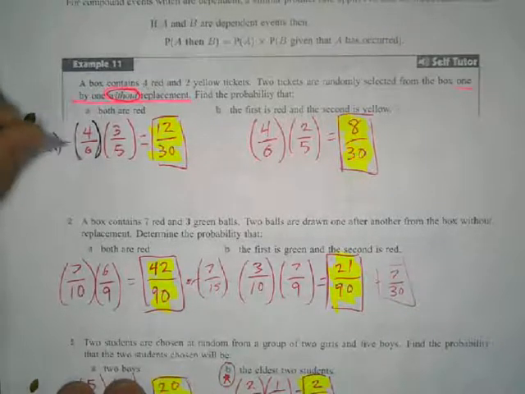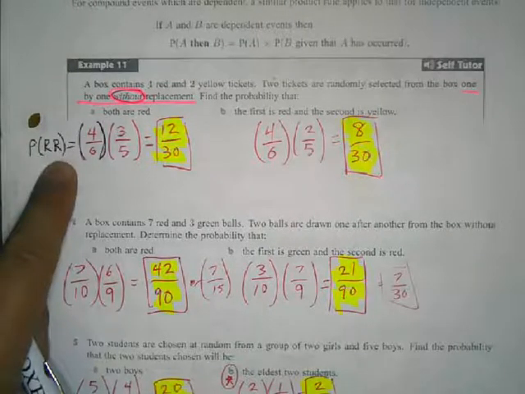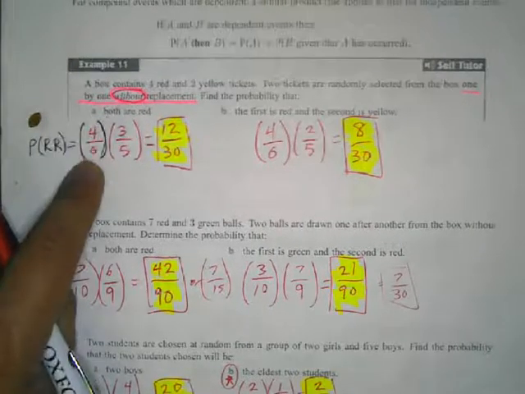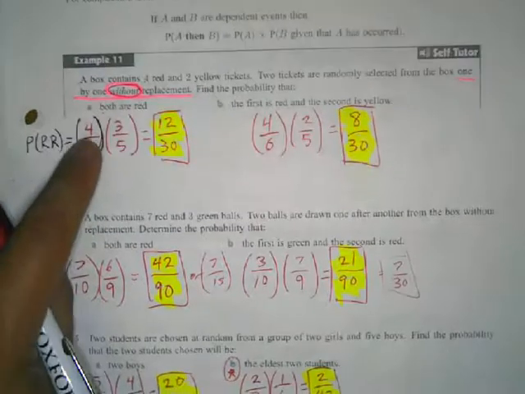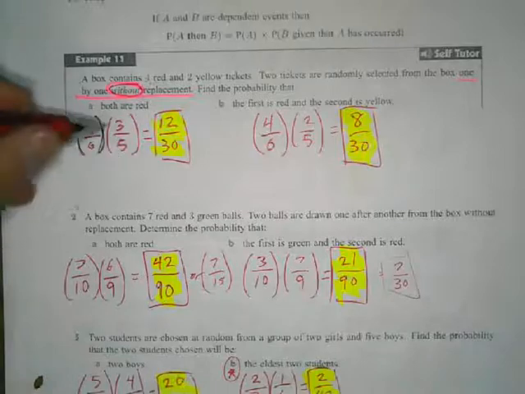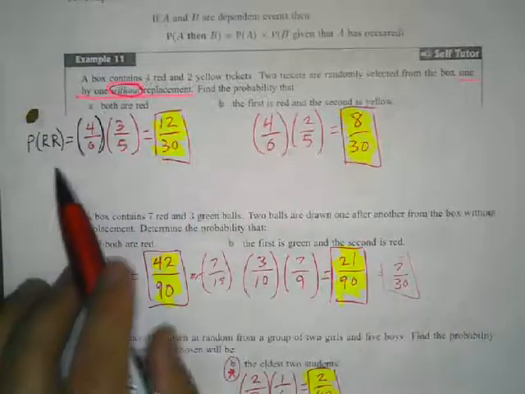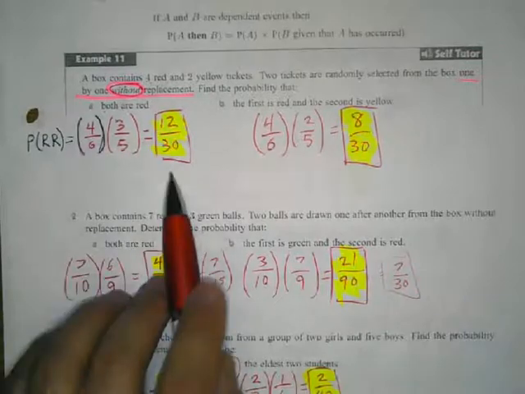This is the proper way to write it. This is saying the first ticket's red, then the second ticket's red. So we have a 4 out of 6 chance that the first ticket is red. Now I've taken that ticket and pulled it out, so I've got 5 tickets left, and 3 of them are red. So my probability that both are red is 12/30.